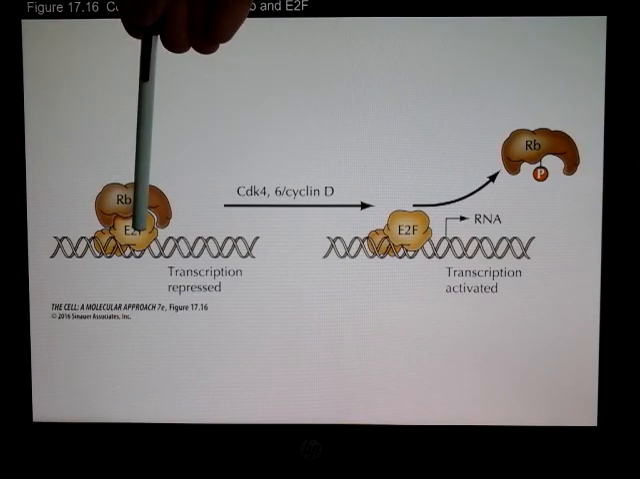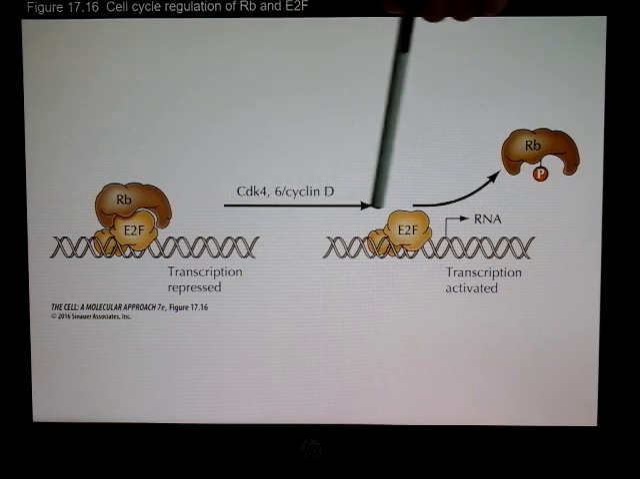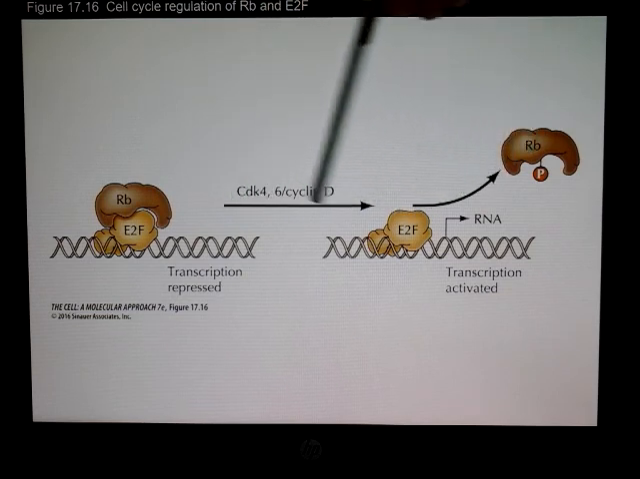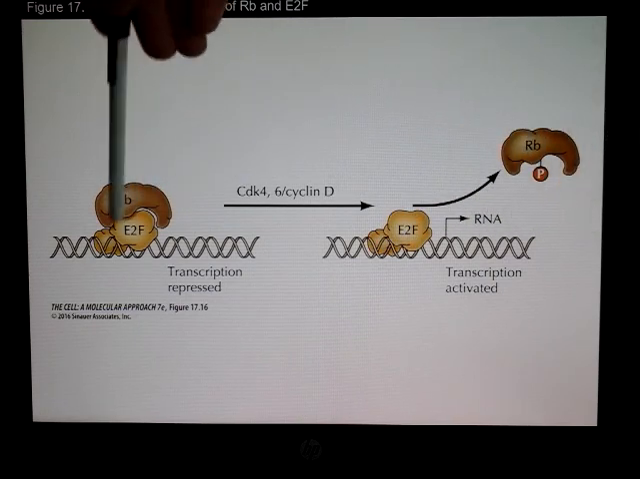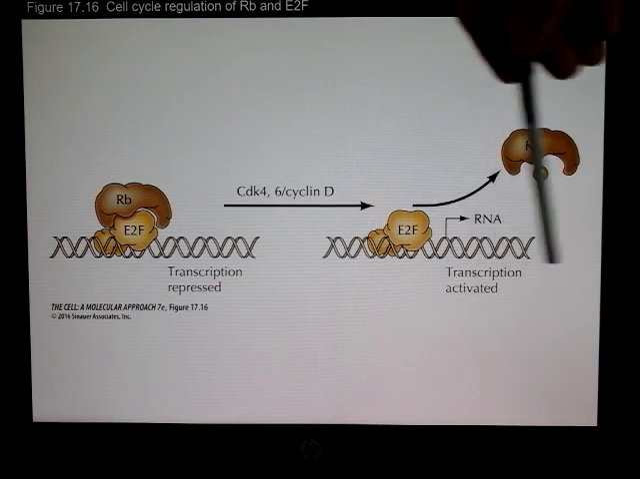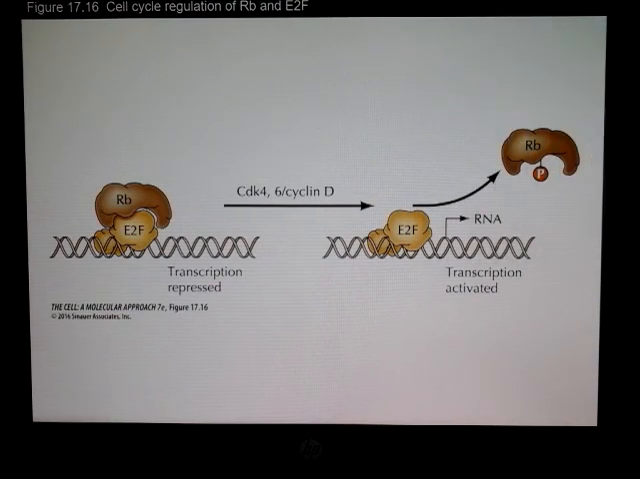So here's your factor, and then phosphorylation, again, that's a kinase. It will phosphorylate that, and then transcription gets activated. Now, if this gets mutated and stays on top of there, you can't get transcription to occur.